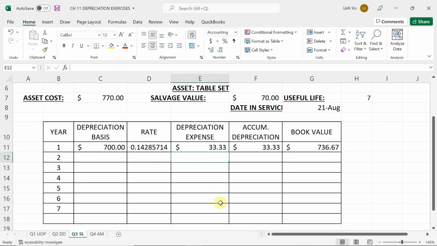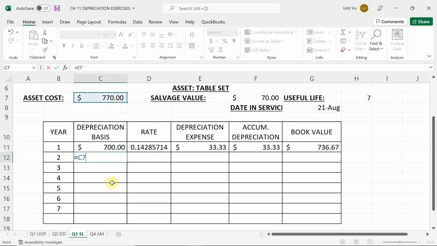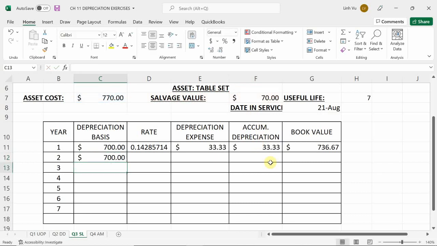Okay. So the depreciation basis would be 736.67. No, remember, this one isn't beginning of the year book value. What is it? 700? Yes, it's your asset cost. Remember, it's a mix between the two, okay? So it's asset cost minus salvage value. So it will definitely be 700.